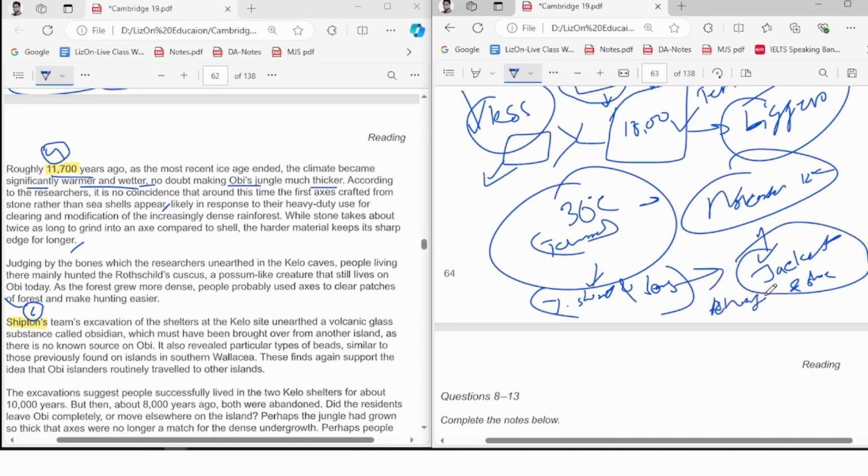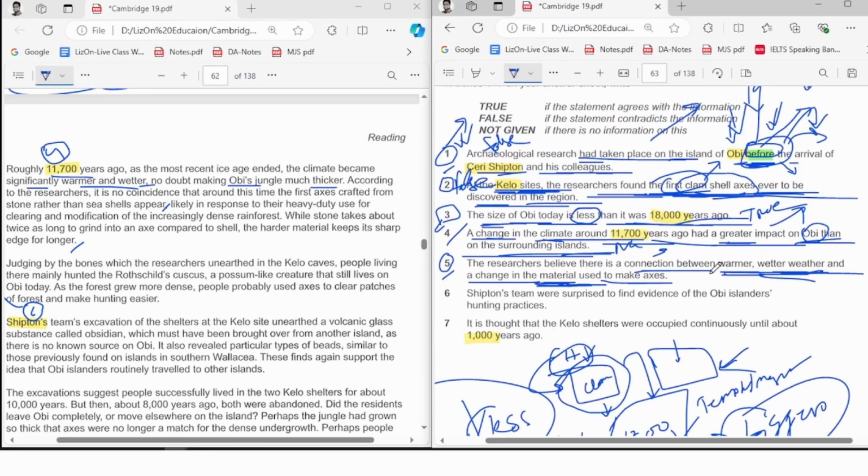We are talking about changes of dresses, and there is a connection between changes of dresses and the temperature, right? A link. There is a connection between the changes of dresses and the temperature. In the same way, there is a connection between warmer, wetter weather and the material used to make axes. So let's go and find it. If there is a connection, the answer will be true. If there is no connection, then false. If we can't find anything about whether there is any connection or not, then not given.